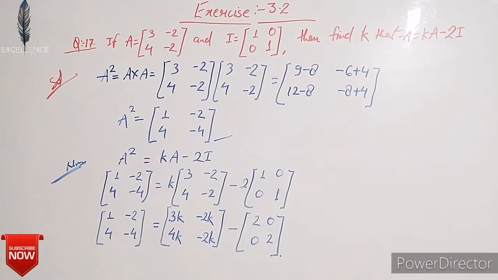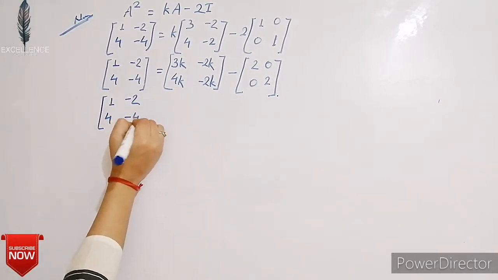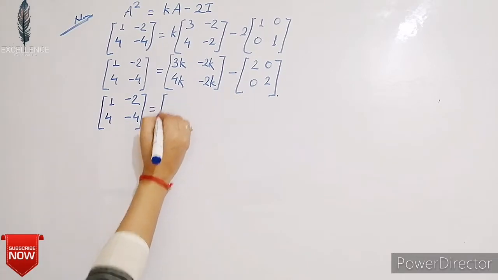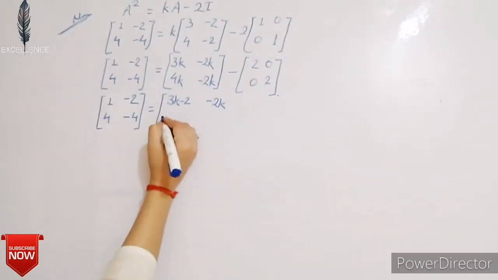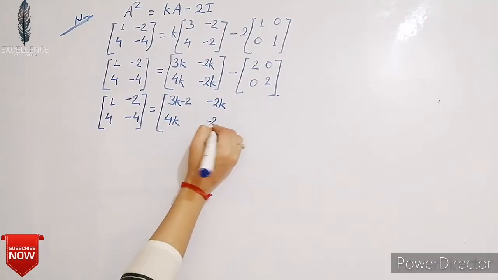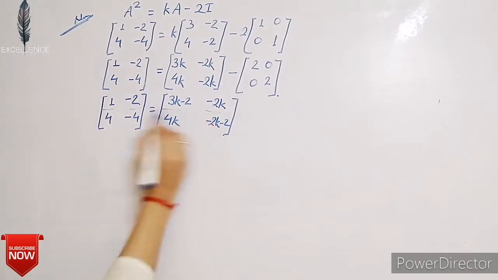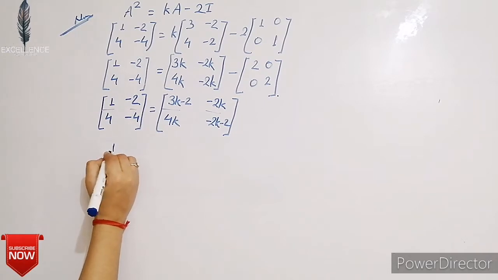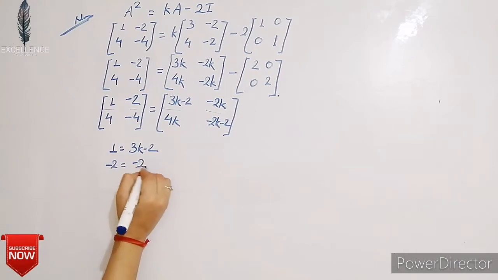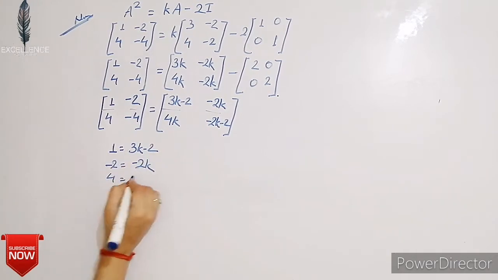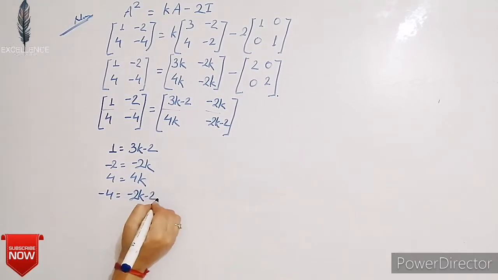Okay. Now it is 1, 4, minus 2, minus 4 equals, on subtracting the corresponding elements, we have 3K minus 2, 4K, minus 2K, and minus 2K minus 2. Okay. Now equating the corresponding elements, we have 1 equals 3K minus 2. Second equation is minus 2 equals minus 2K. Next 4 equals 4K. And last is minus 4 equals minus 2K minus 2.